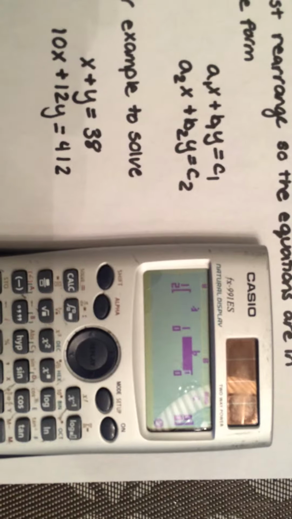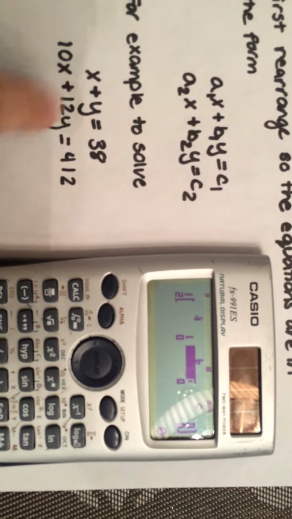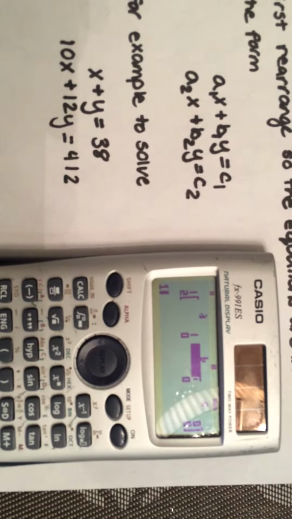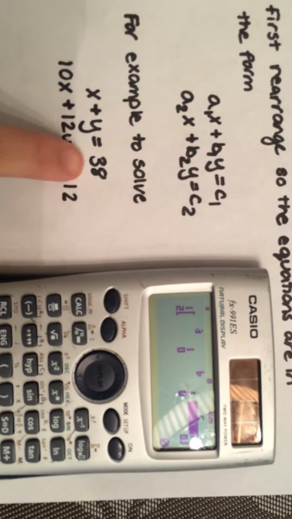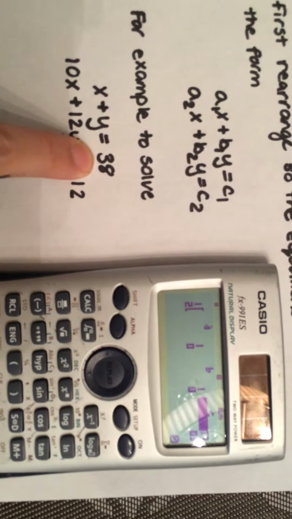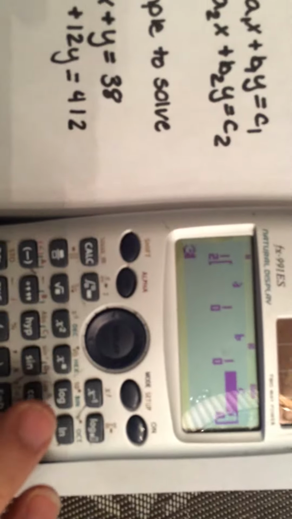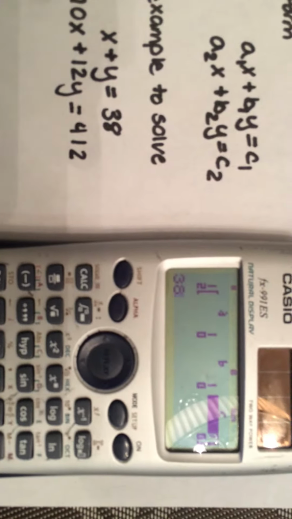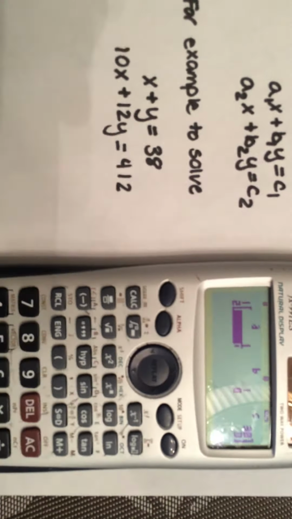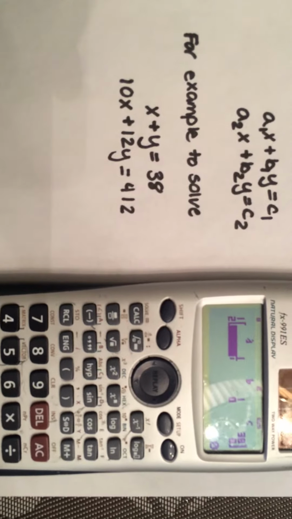Hit enter. In front of here is a 1. Hit enter. And your c value is your 38. So select 38. And again, select enter. Should bring you to the second equation.